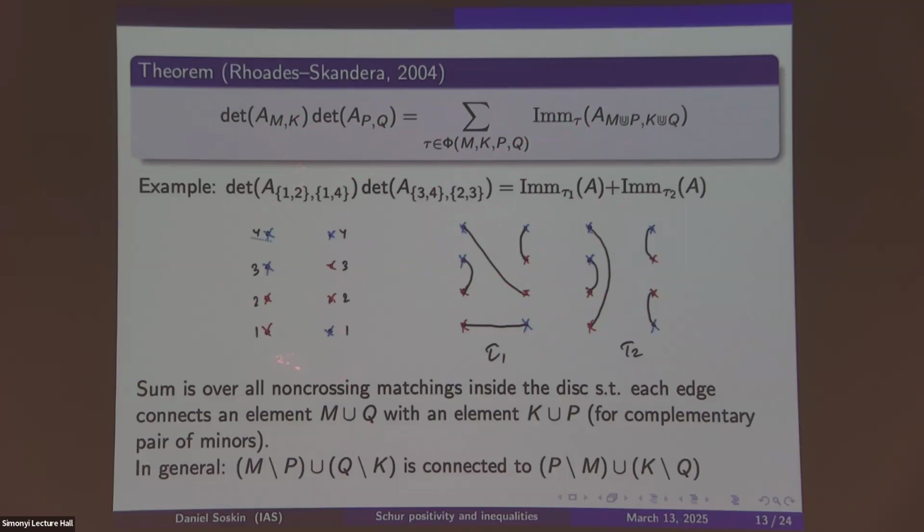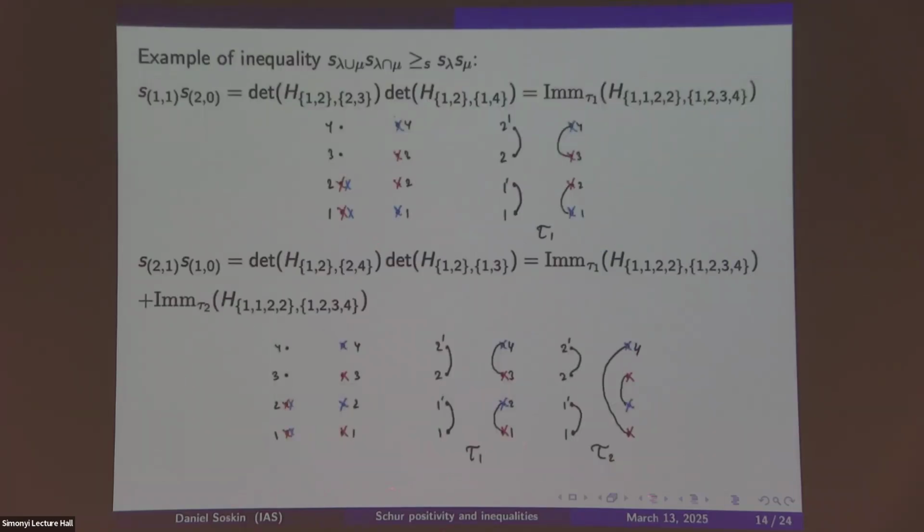This rule is for complementary minors, but in general, if index sets M and P and index sets K and Q have some overlaps, we just ignore them. We take these differences and then connect opposite covers. And for those overlaps, we will just connect adjacent vertices. So let's look at a little bit more complicated example.